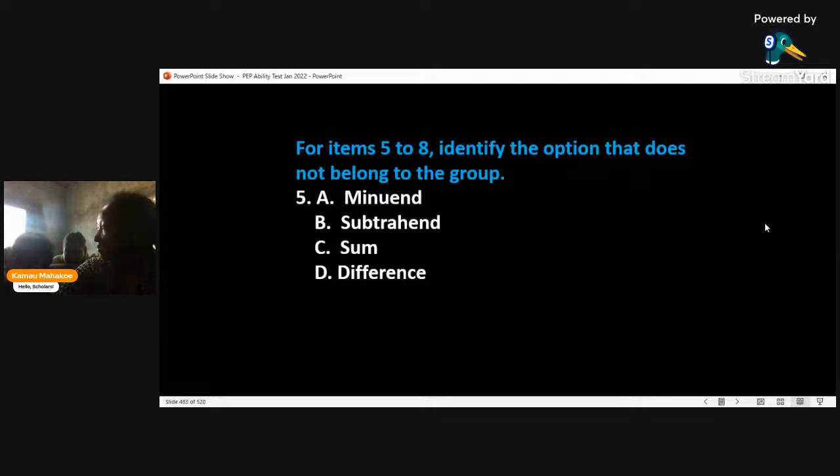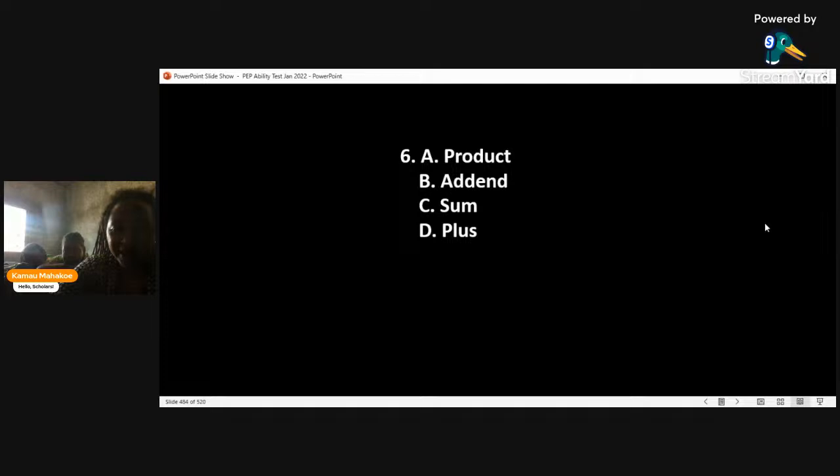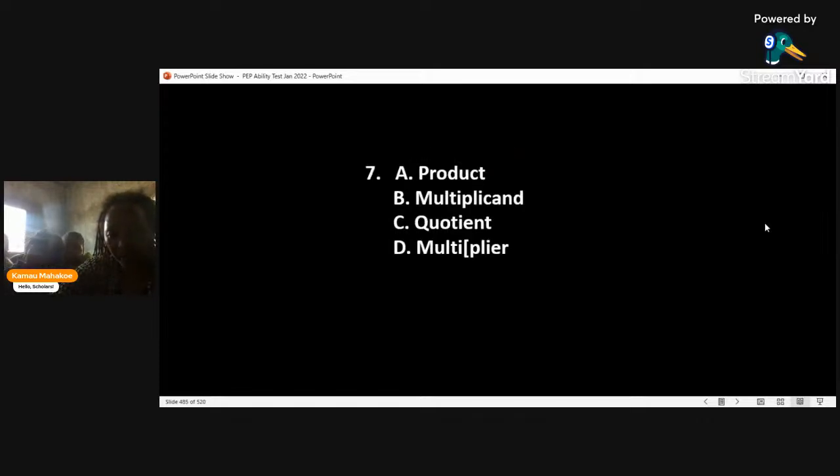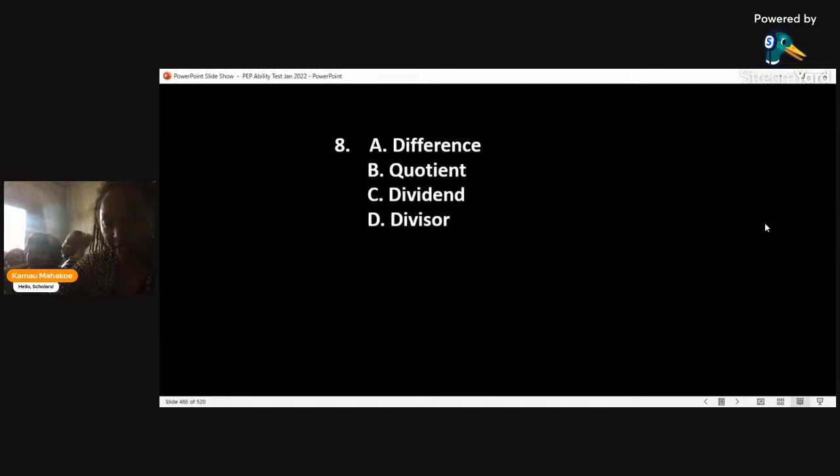Which one does not belong? Sum means to add, and the others have to do with subtract. Product adding sum plus. Product has to do with multiplying, and the others have to do with addition. Product, multiplicand, quotient, multiplying. The multiplicand is the number that's at the top, and the multiplier is what you're multiplying it by. So 4 times 8, 8 is the multiplier, 4 is the multiplicand. Difference, quotient, dividend, divisor. Difference.